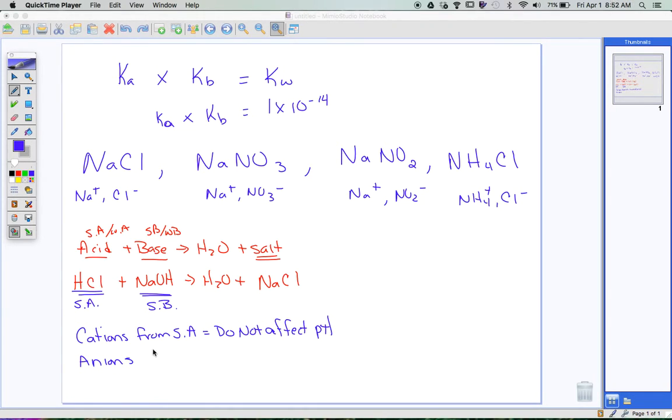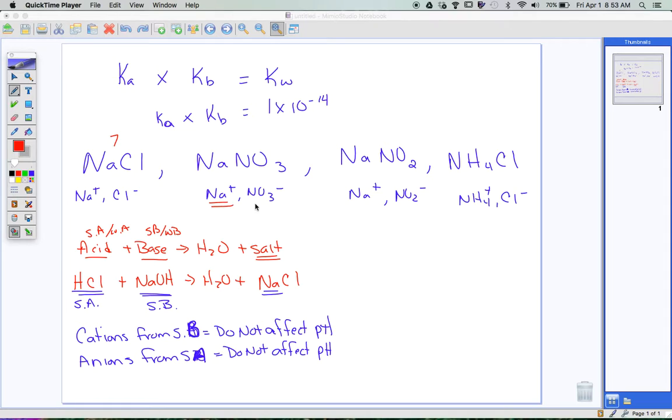Anions from strong bases, which is what Cl is, right? Yeah. Did I say it backwards? I just said it backwards. The cations, the Na, from a strong base won't affect the pH. The anions from a strong acid also will not affect the pH. So the pH of NaCl in solution, a saltwater solution, would be 7. It would still be neutral.